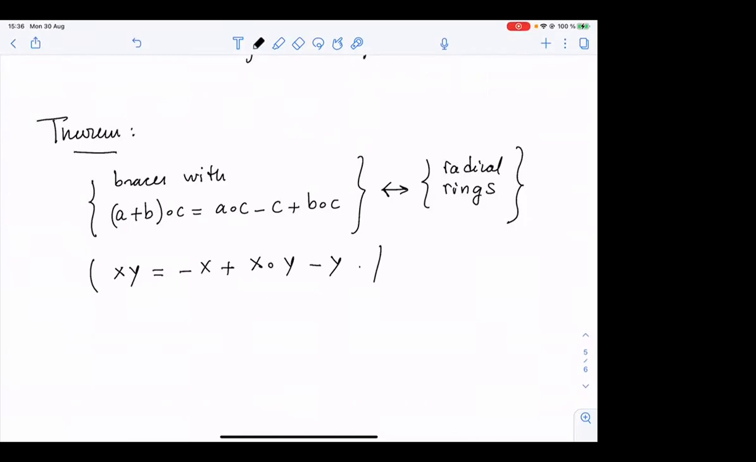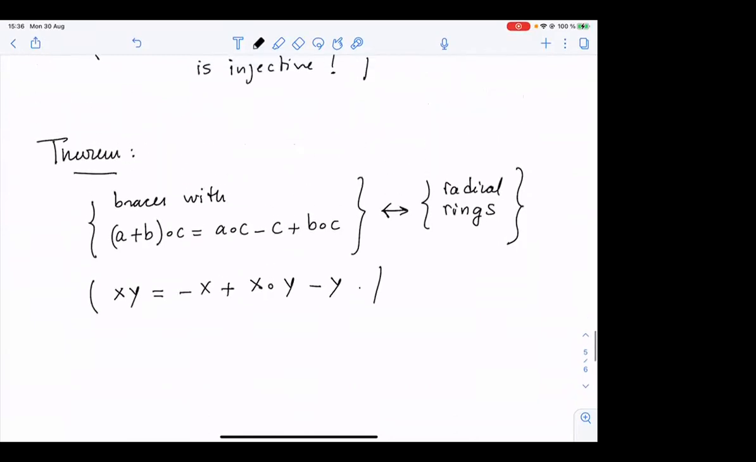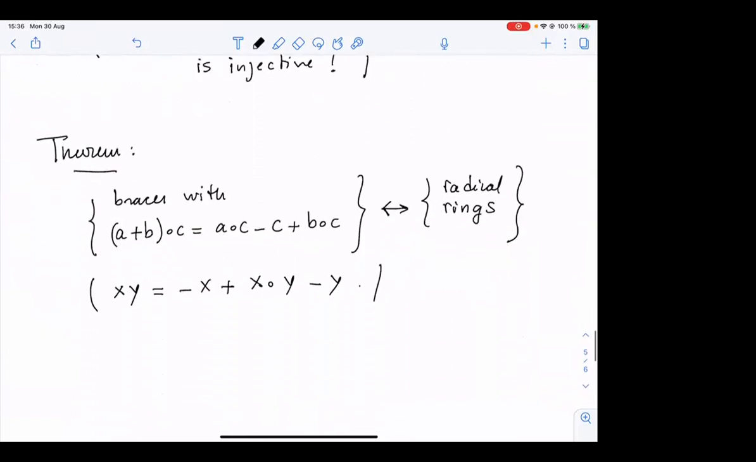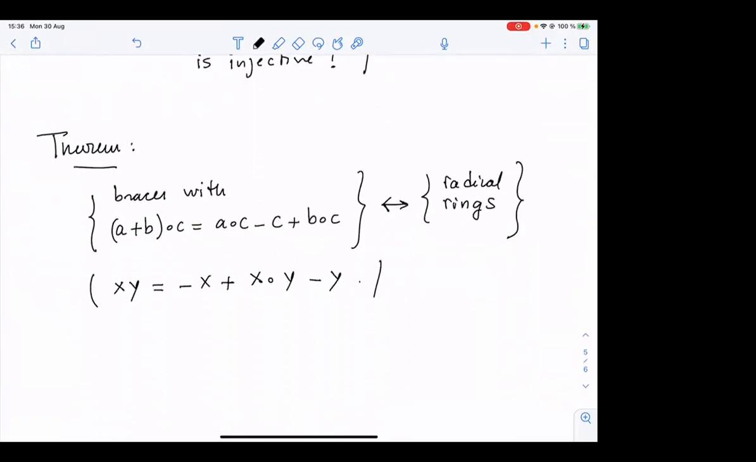Very good. So what I want to show you now is what you can do with all of this. Because so far I did nothing. I constructed a huge family of solutions using radical rings, but it would be nice to try to understand what you can do.